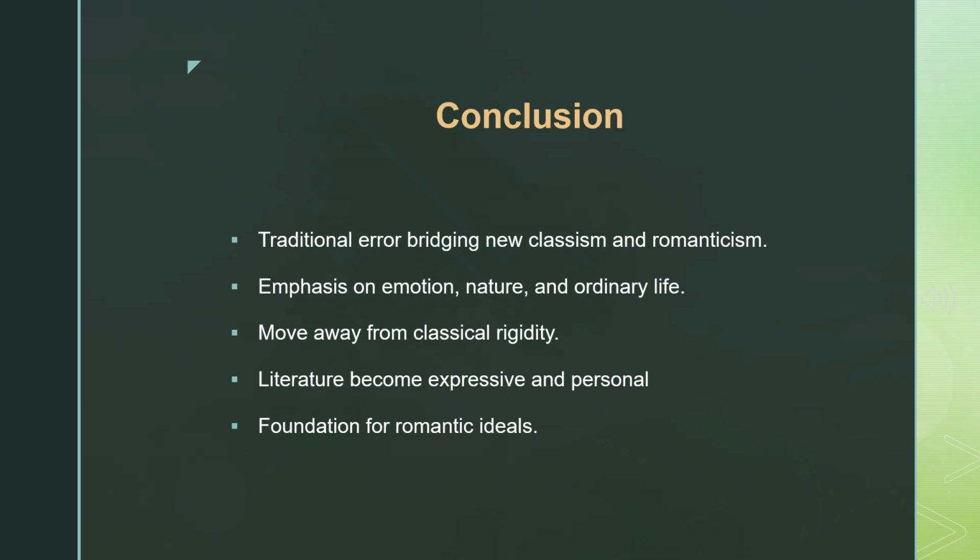The conclusion. The pre-romantic period was a transitional era that paved the way for the Romantic movement. The writers emphasized emotion, nature, and ordinary life, moving away from rigid classical norms. This period allowed literature to become more expressive, imaginative, and personal, leaving a lasting influence on English poetry and prose.